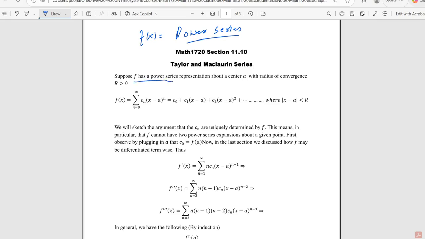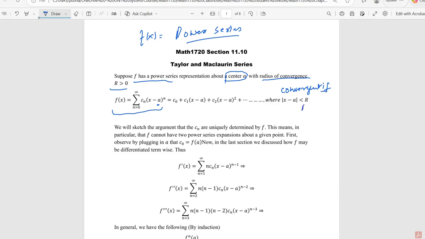So let's say f has a power series representation with center a. Center a means you're using x minus a in the power series, with radius of convergence r, which is positive. Suppose f(x) can be written as this power series, which can be expanded to, when I put n equals 0, c0 plus, when I put 1, c1 times (x minus a) to the power 1, c2 times (x minus a) to the power 2, and so on. And this is convergent if the absolute value of x minus a is less than r, because r is the radius of convergence. Now from here, I'm going to try to find c0, c1, c2's values.